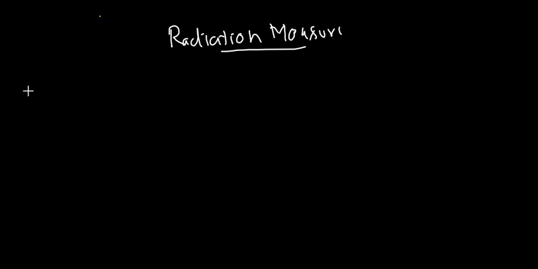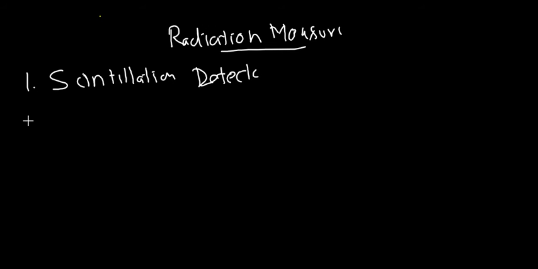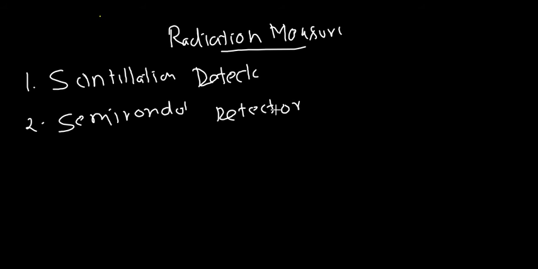First we are going to see about the scintillation detector. In this video we are going to see two main types of detectors. One is a scintillation detector, the second one is called a semiconductor detector. So we'll see these two in detail, the principle, operation and working of these two types of detectors. First we'll take up the scintillation detector.